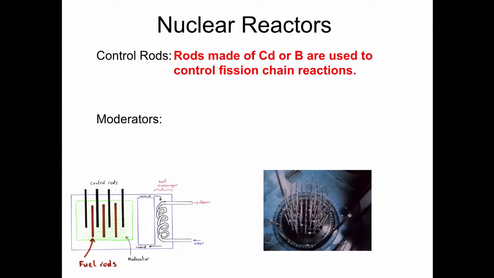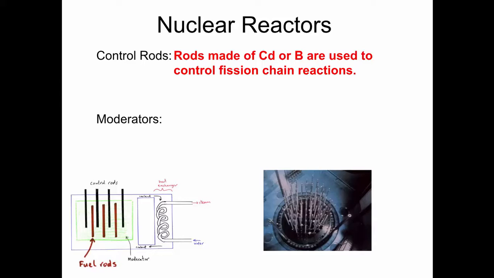They're usually made of substances that can absorb neutrons and other particles that are released by the reaction. Often that's cadmium or boron. And it's used to control the rate of the reaction. They're controlled so that as they're inserted between the fuel rods, they slow down the reaction. When they're withdrawn, the reaction can speed up.